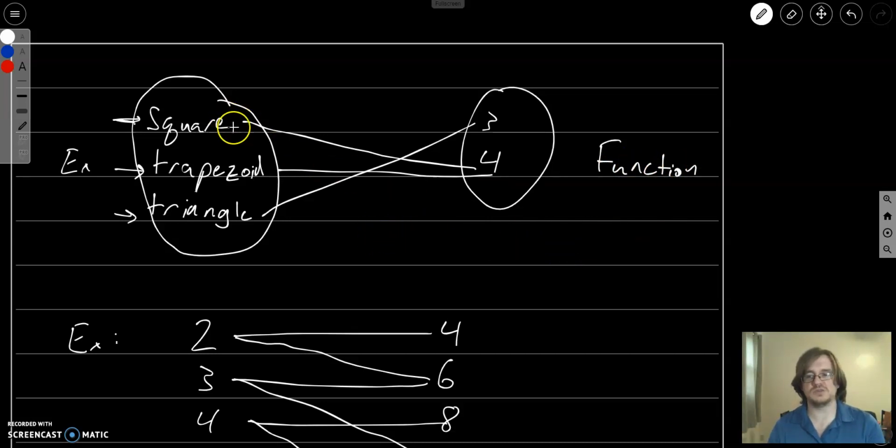And again, a function is where for each thing in the domain, we'll have to go through each one individually and consider what is it related to. And since the square is only related to 4, it's only related to one thing. The trapezoid is only related to one thing, and the triangle is only related to one thing. That means that this is a function.